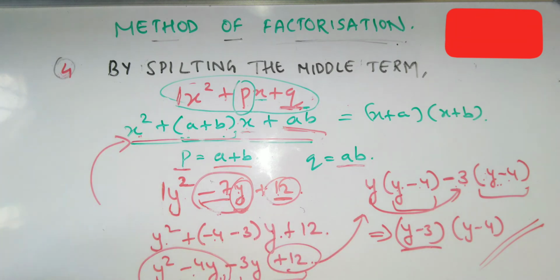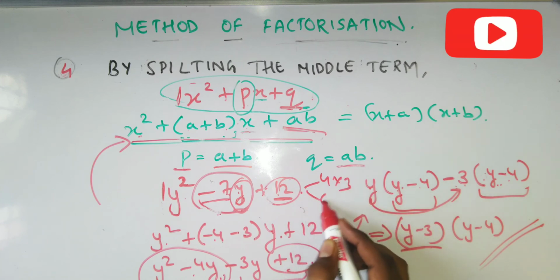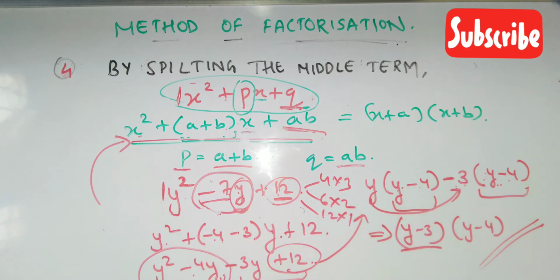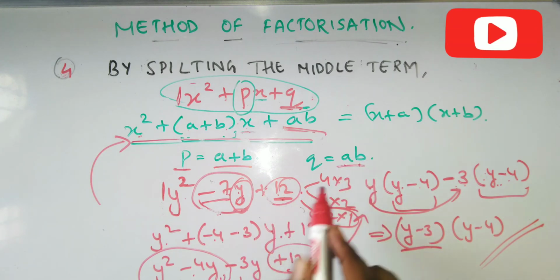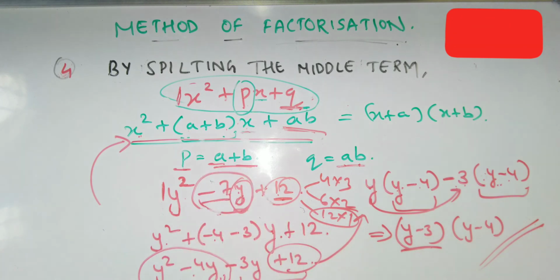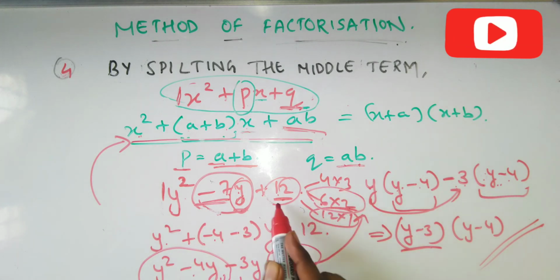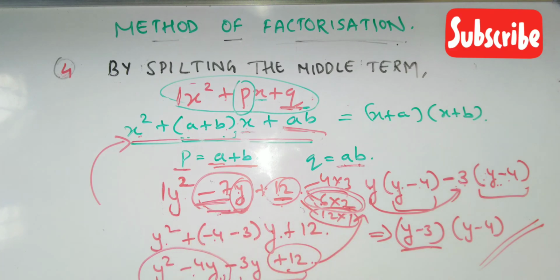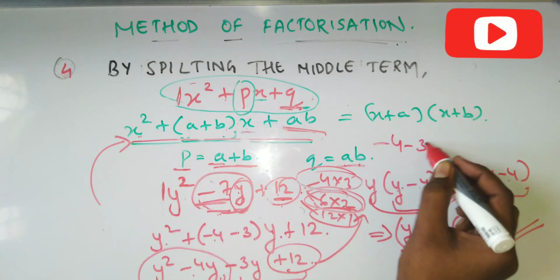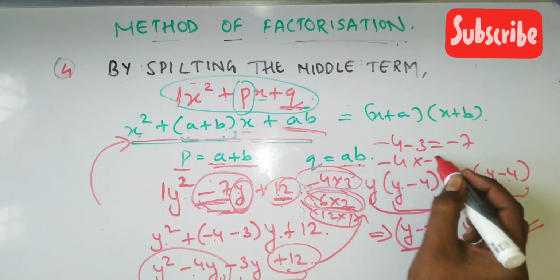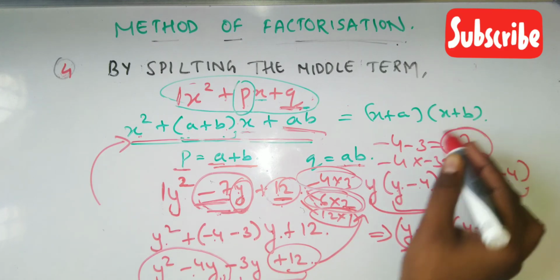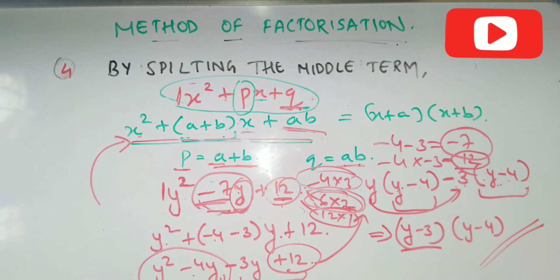If I find the factors of 12, I get 4 into 3, 6 into 2, and 12 into 1. Correct? So 12 into 1 is not possible, because when I multiply I will get 12, but when I add or subtract, I should get minus 7. This is the second criterion. In this, 6 into 2 is 12, but 6 plus 2 or minus 6, addition or subtraction, I am not getting minus 7. But if I take 4 and 3, see here, minus 4 minus 3 is minus 7, and minus 4 into minus 3 is 12. I get both criteria satisfied. So that is the thing here.